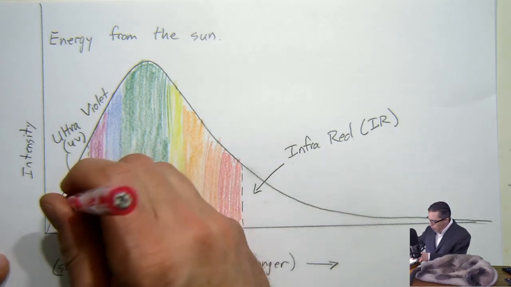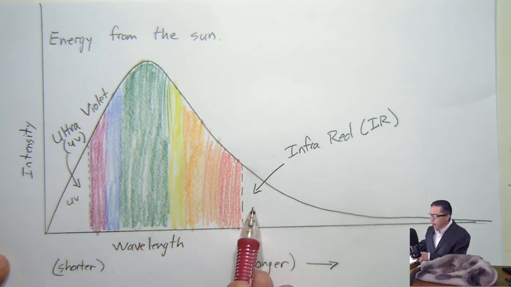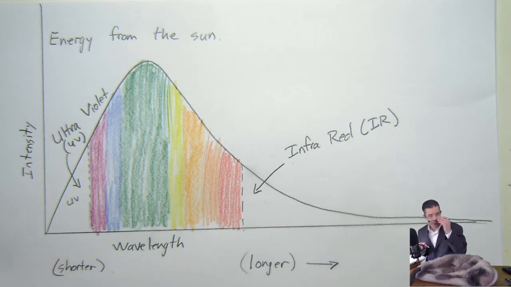So UV is this entire region in here. Infrared is this entire region that goes off the page. Let's talk about UV first. So we've talked about UV in the past. We talked about the ozone layer and how the ozone layer blocks most, but not quite all, of the UV from hitting the surface, right? So UV light comes in, hits an ozone, breaks apart, eventually gets back together, that releases heat to the stratosphere.